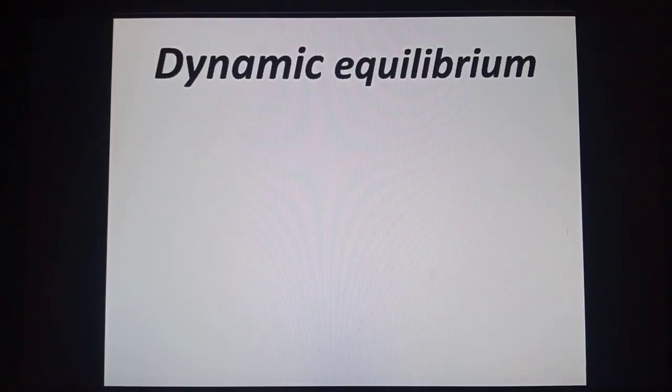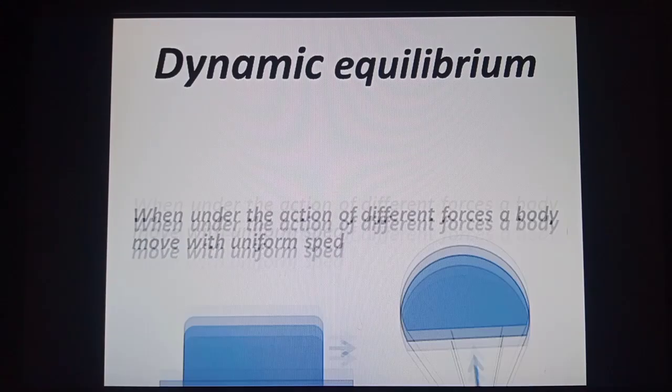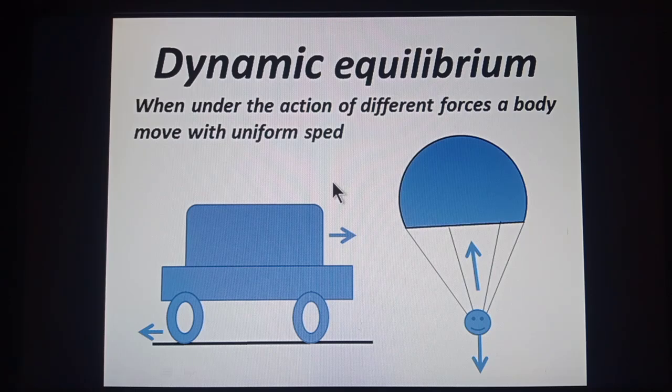Next, students, is dynamic equilibrium. When there are different forces acting on a body and under the action of these forces a body moves with constant velocity, we say that it is in dynamic equilibrium. Look at the example of a moving vehicle. Two forces are acting on it. One is the driving force, that is the force of the engine, and the other is the opposing force, that is the forces of friction between road and tire and air resistance. Under the action of all these forces, the car is moving with uniform velocity. We say that it is in dynamic equilibrium.